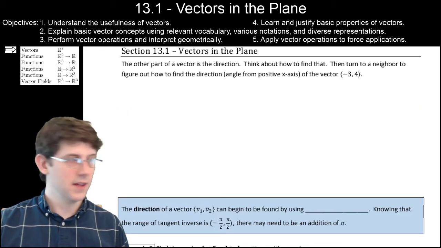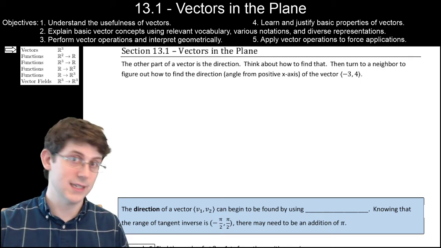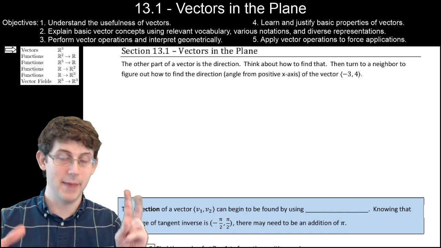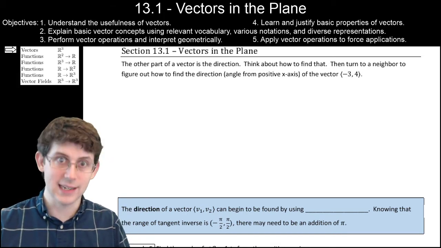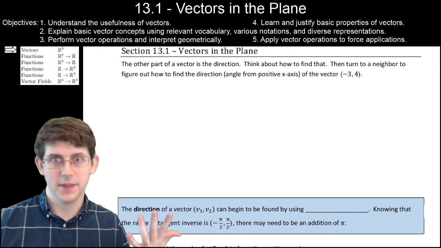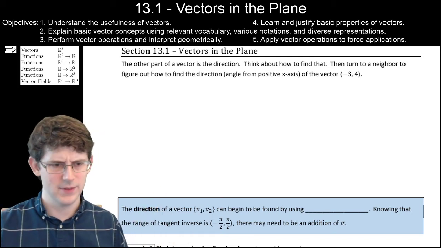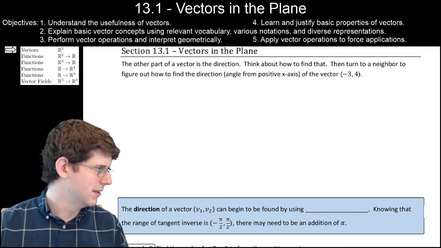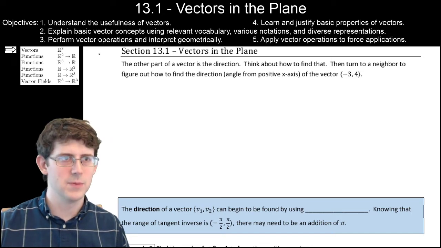Okay, so the other part of a vector, I told you earlier that a vector only has two pieces of information. It has its magnitude and its direction. We know how to find the magnitude of a vector. You just use the distance formula, the Pythagorean theorem. Do I get to put the formula for the magnitude anywhere? Oh, it was on the previous page and I missed it.